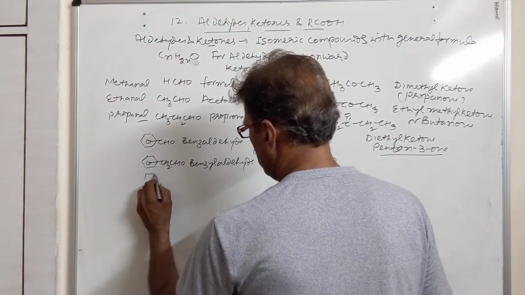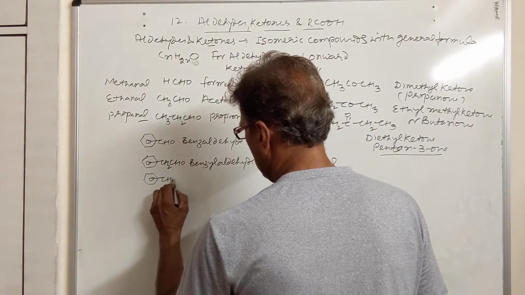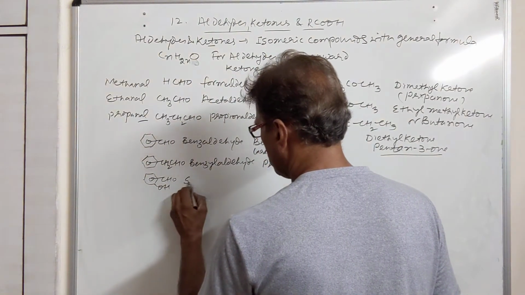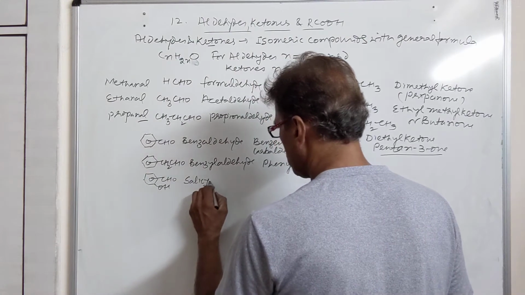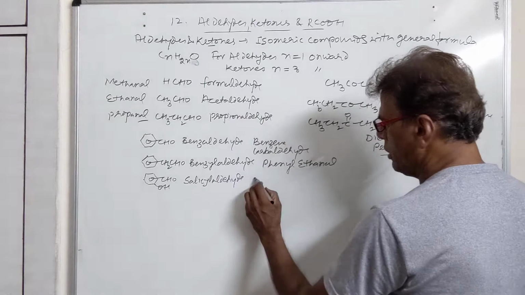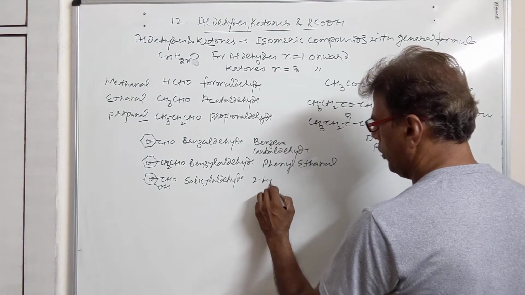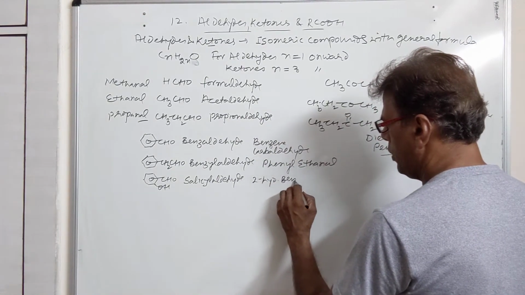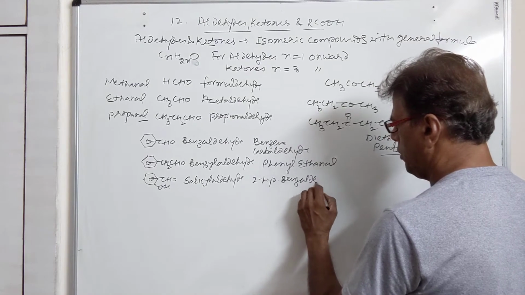Then we have salicylaldehyde. The IUPAC name of this will be 2-hydroxybenzaldehyde, or 2-hydroxybenzene carbaldehyde.